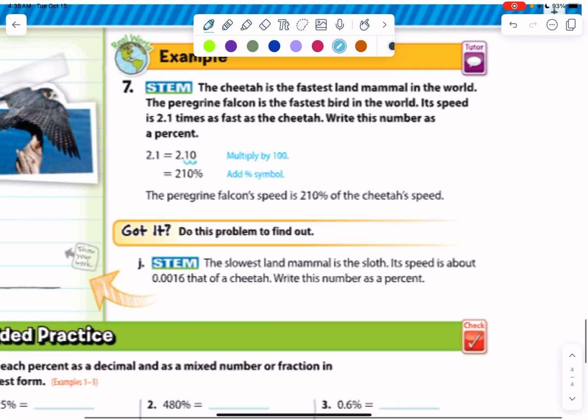Whew! The cheetah is the fastest land mammal in the world. The peregrine falcon is the fastest bird in the world. Its speed is 2.1 times as fast as the cheetah. Write this number as a percent.